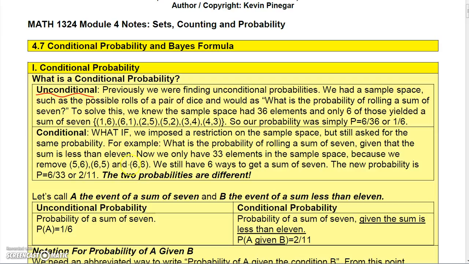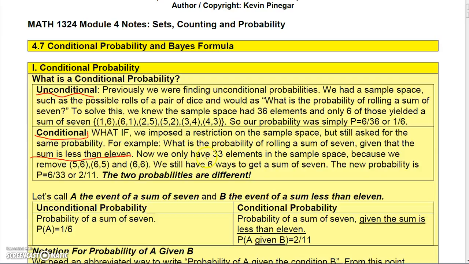But what if we imposed a restriction on the sample space? And that would create what's called a conditional probability. We might still ask for the same probability. For example, what is the probability of rolling a sum of 7 given that the sum is less than 11? So this is the condition. The condition that's given is that the sum is less than 11.